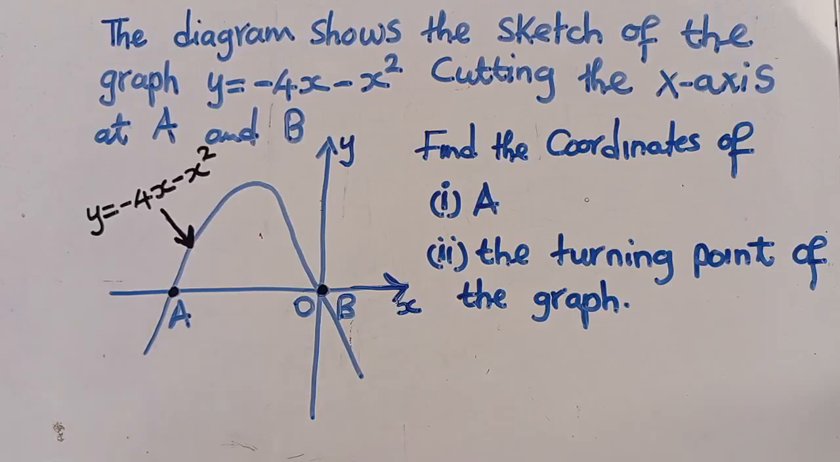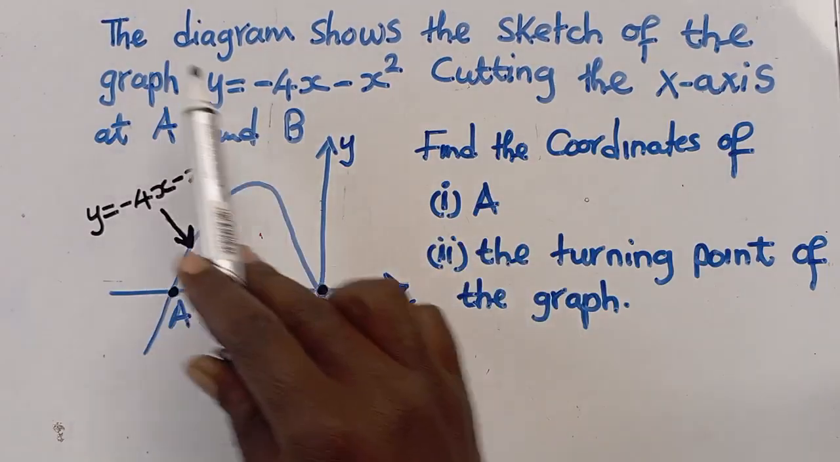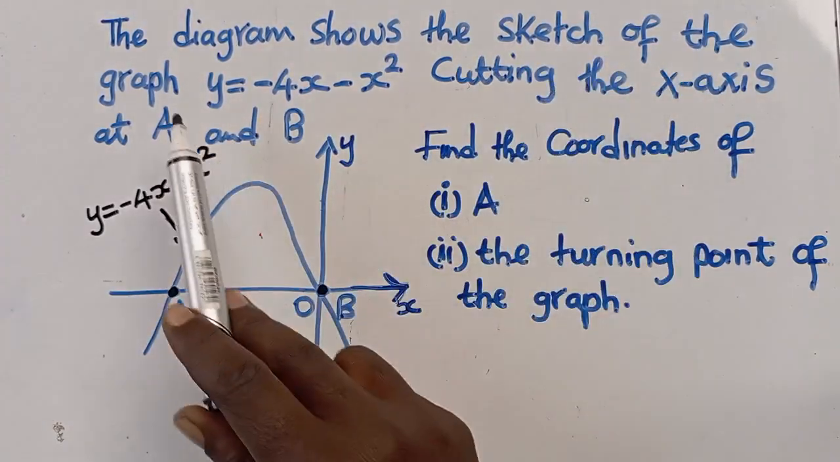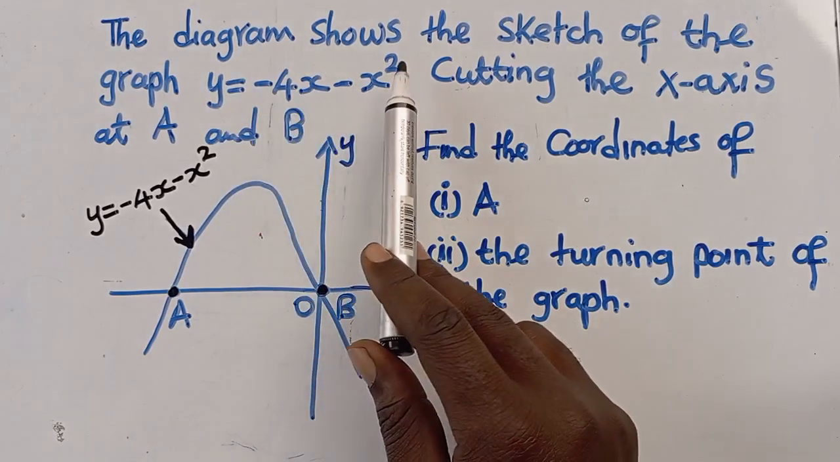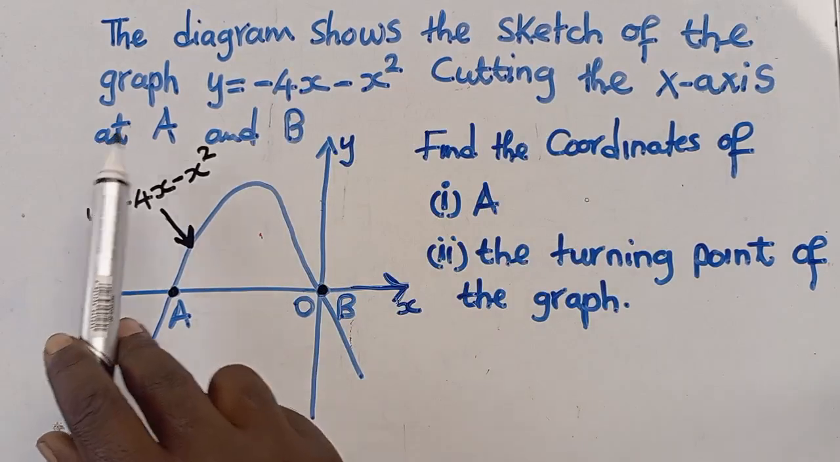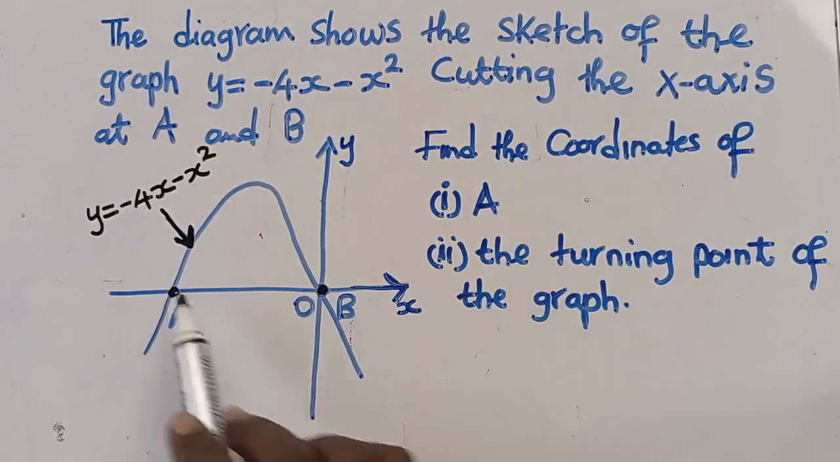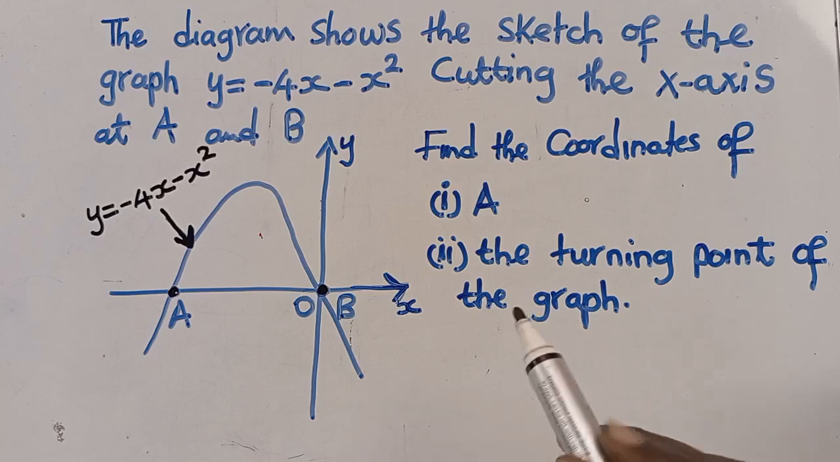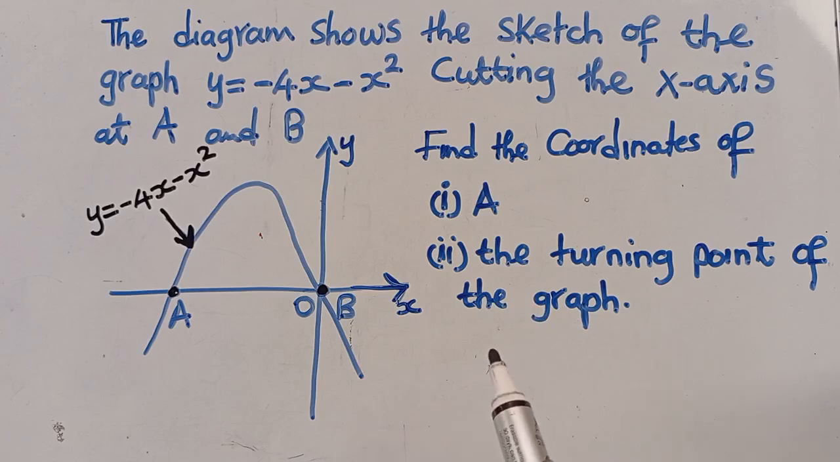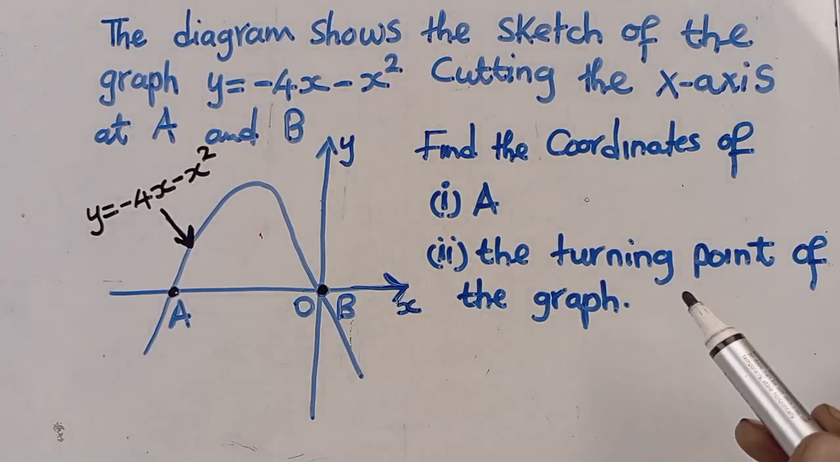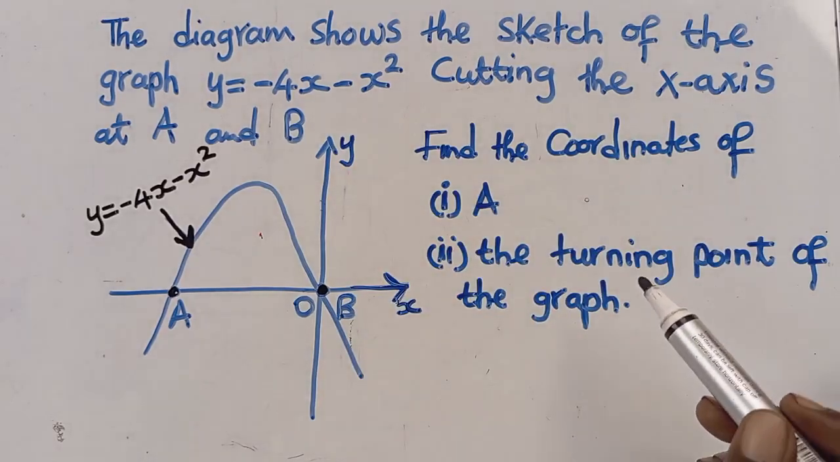All right, so this is a wonderful question that we have. The question is saying the diagram shows the sketch of the graph y is equal to negative 4x minus x squared, cutting the x-axis at A and B. You get to find this particular question every year in an exam. In Zambia, it comes in mathematics paper 1. So let us see how we can answer this question.